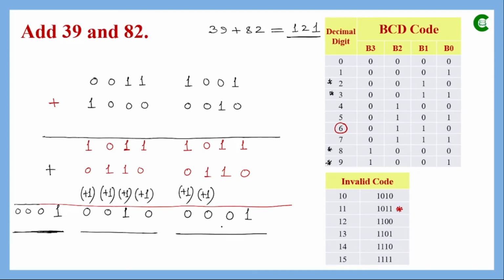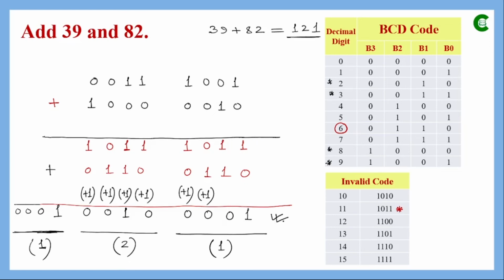So this is the final result of this BCD addition. Now if you want to verify with the decimal value, we can easily do that. 0001 is what? The decimal equivalent is 1. Then 0010, the decimal equivalent is 2. And then 0001, again the decimal equivalent is 1. So in the decimal number system, the result of this addition should have been 121.